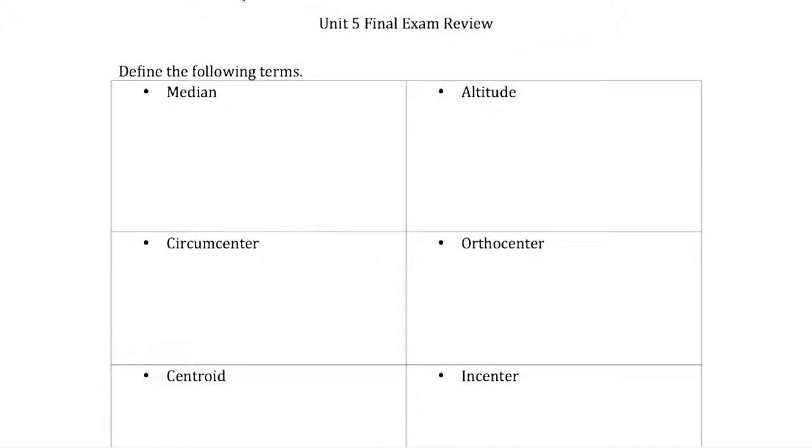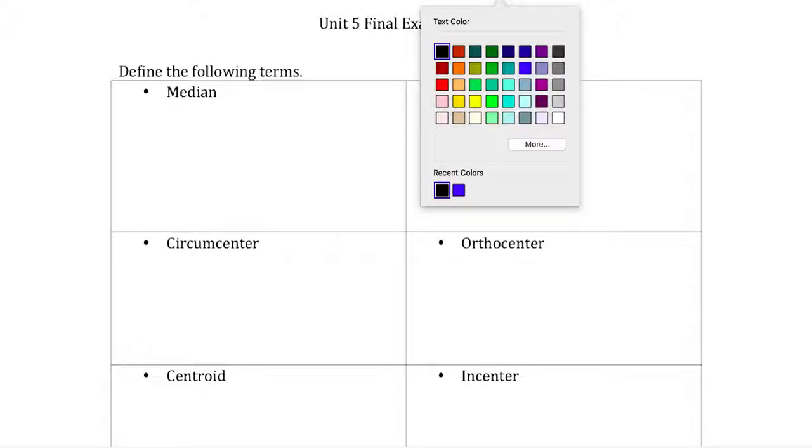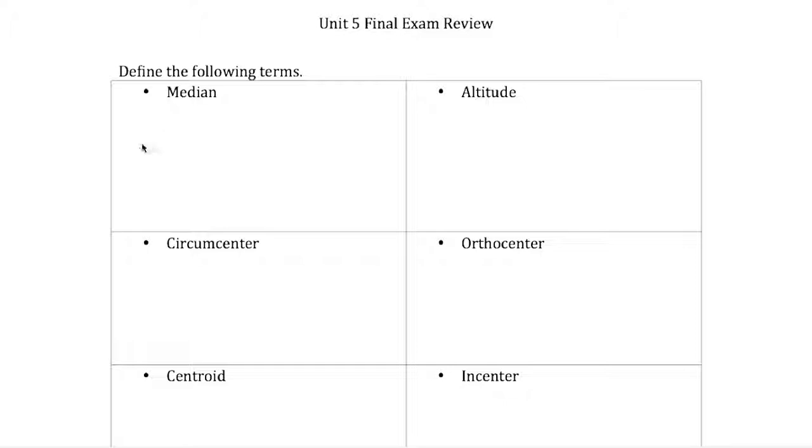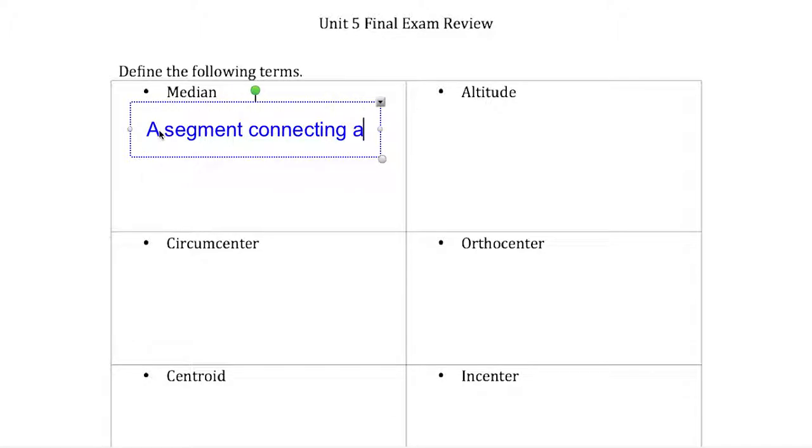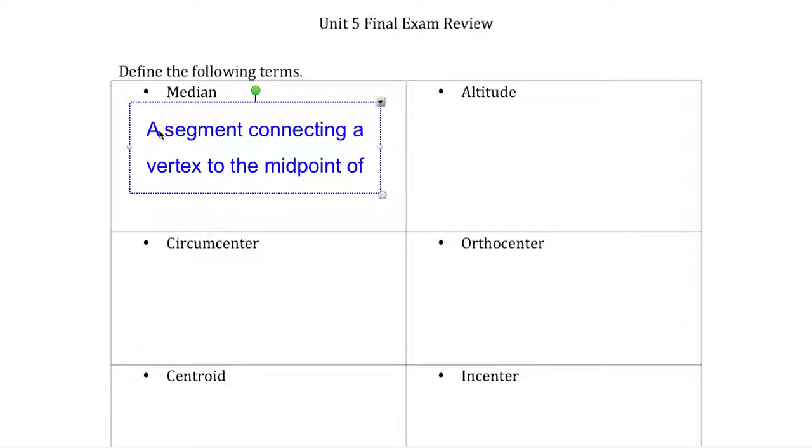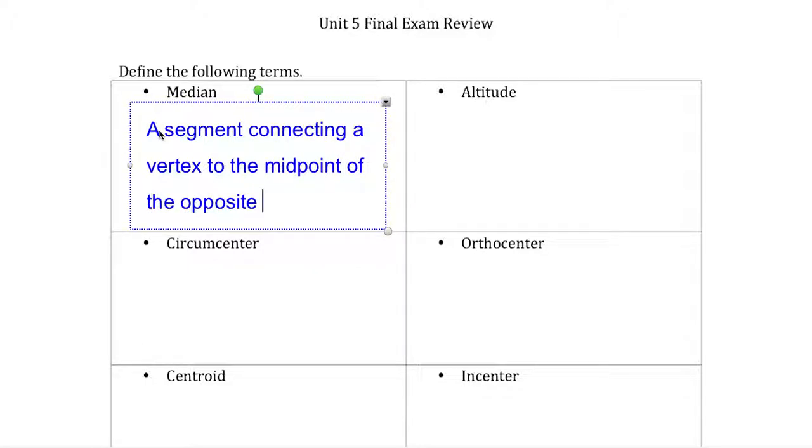And so what do we mean by a median? Well, a median is going to be a line inside of a triangle. And so a median connects a vertex to the midpoint of the opposite side. So this is a segment connecting a vertex to the midpoint of the opposite side.